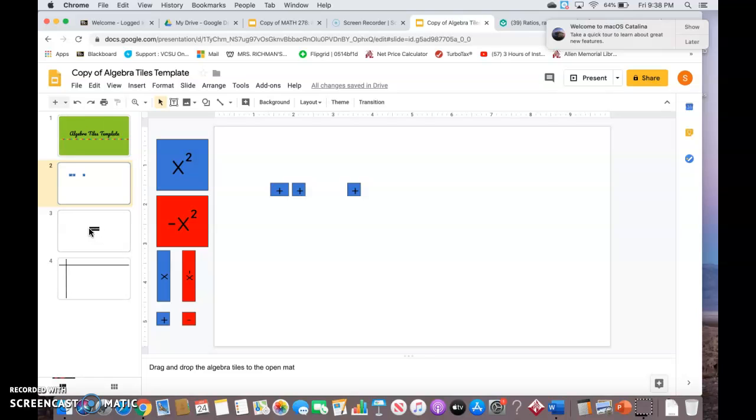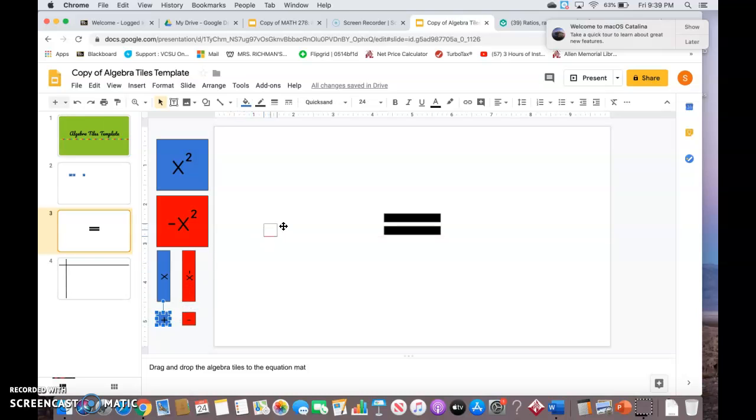Or, as one could show over on this mat, two tiles plus one positive tile equals 3 positive tiles, or simply 3.